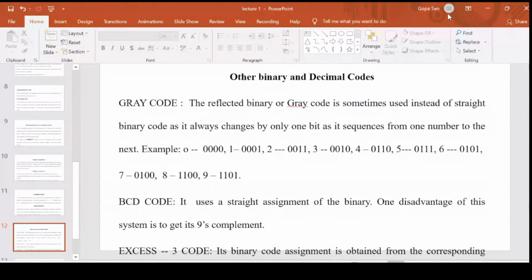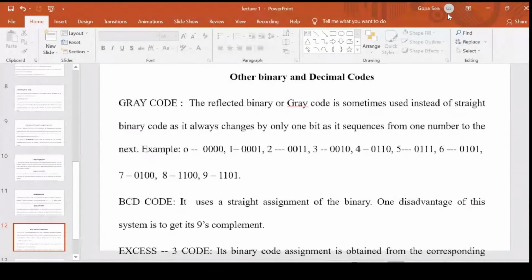4 numbers. Say 0 will be represented as 00, 1 will be represented as 01, 2 will be represented as 10, and 3 will be represented as 11.